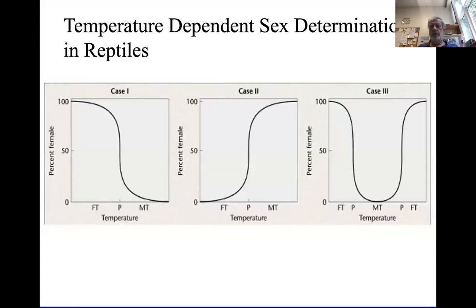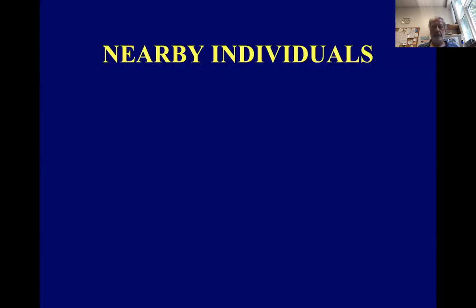There are three different ways that can be done, where MT refers to male temperature, FT female temperature, P pivotal temperature, and then the y-axis is percent female. So in case one, you get females at lower temperatures, males at higher temperatures. Case two is the reverse of that. And then case three, we get males at intermediate temperatures and females at high and low temperatures.